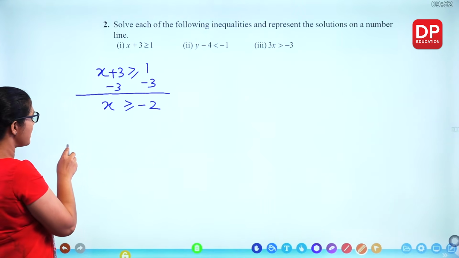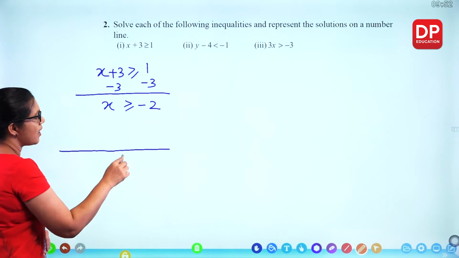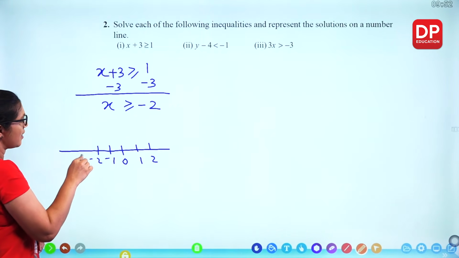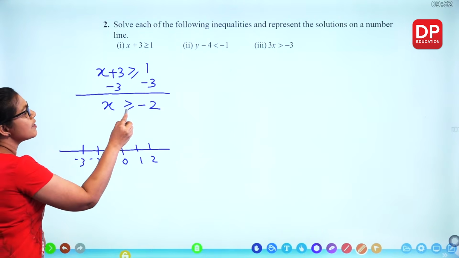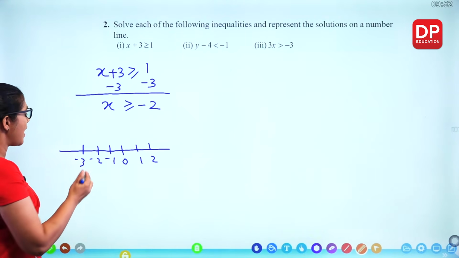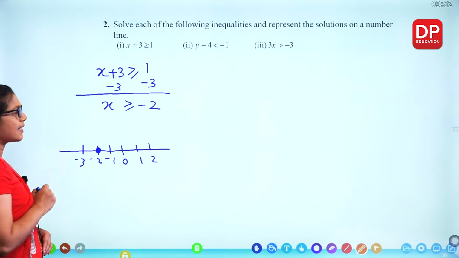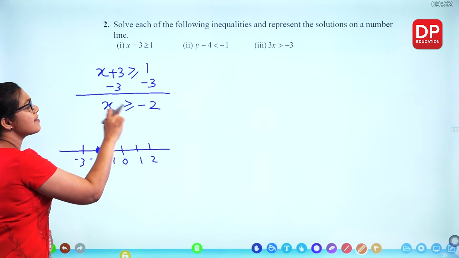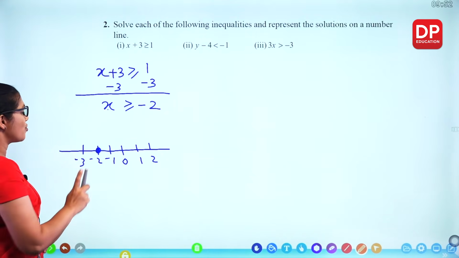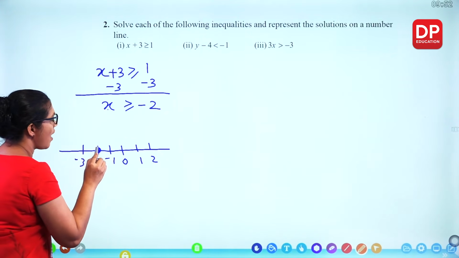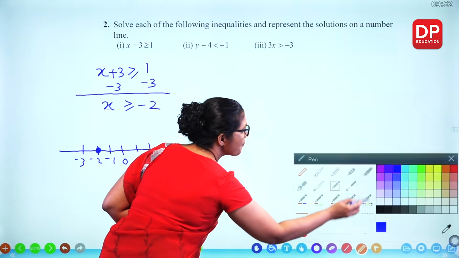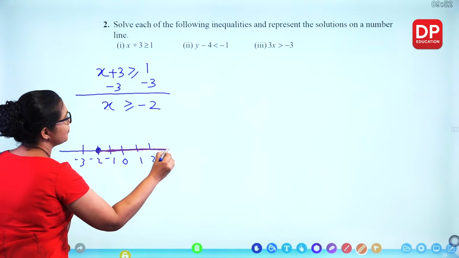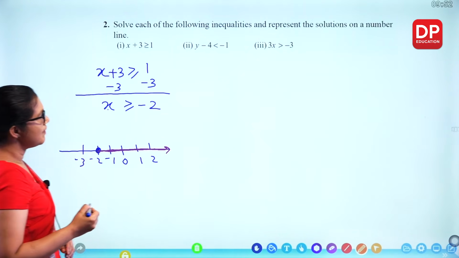So how can I represent this on a number line? Mark numbers close to this one first. I can mark several numbers. Here minus 2 is included, so I can draw a solid circle. Then which side should I mark? X is greater than minus 2. Greater means to the right. So I can draw towards this side. And we'll take the next one.